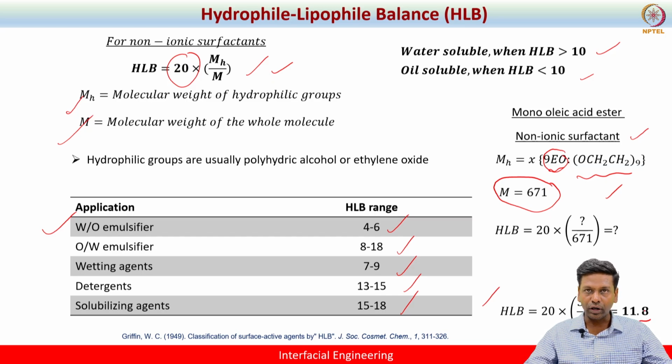If you calculate that, the HLB number that one would get is 11.8. If you look at this 11.8 in the table, it is somewhere around the second one, that is oil in water emulsifier. So you can say that this particular surfactant, the mono-oleic acid ester, when used as an emulsifier, will most likely stabilize an oil in water emulsion. The type of emulsion that one will obtain is oil in water emulsion. So that is the idea, right?